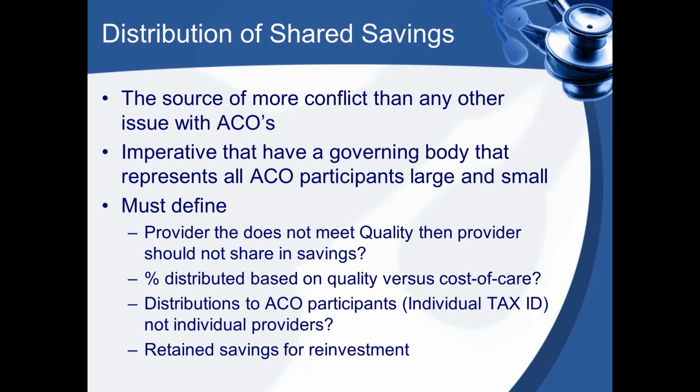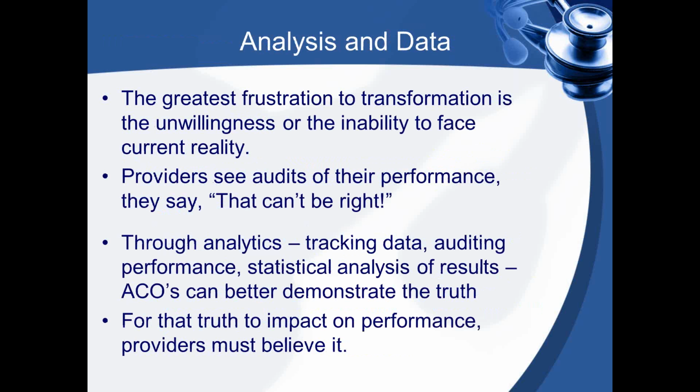If the provider doesn't meet quality, then the provider should not share in the shared savings. Yes or no? The percent distributed based on quality versus cost of care. The distribution to the ACO participants. Should you distribute to the participants rather than individual providers? We almost have to, because there's no way under the Medicare system that you're going to be able to identify anything but that tax ID. You're going to have to allow each clinic to figure that out for themselves. So you're going to have to distribute to the participant and not the individual provider. And then retain savings for reinvestment. You're going to have to do some sort of growth calculation.